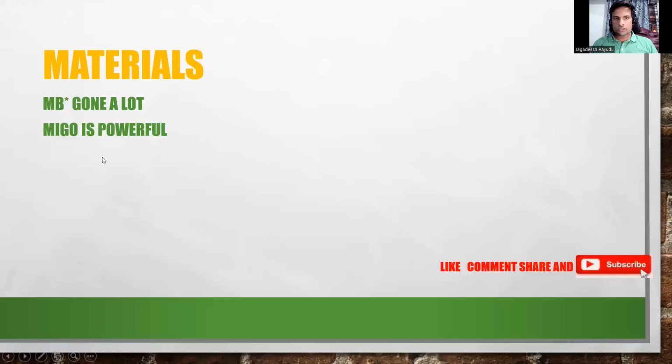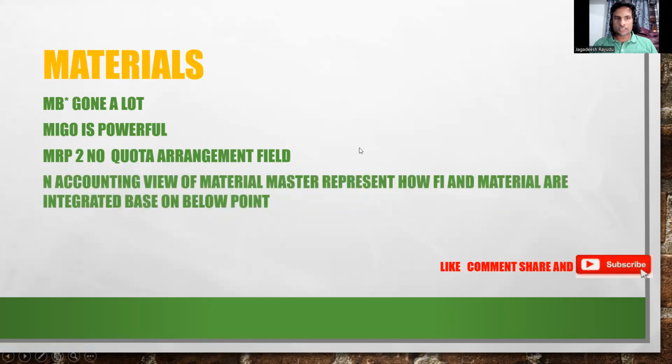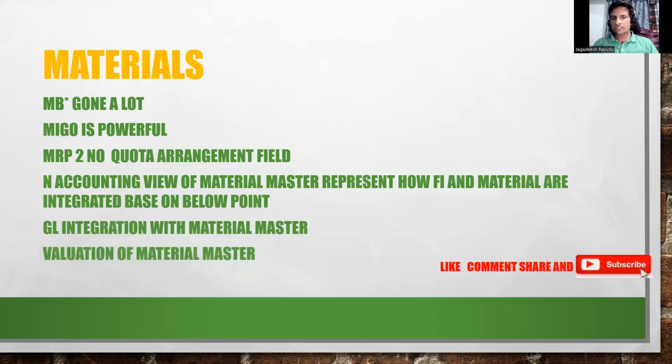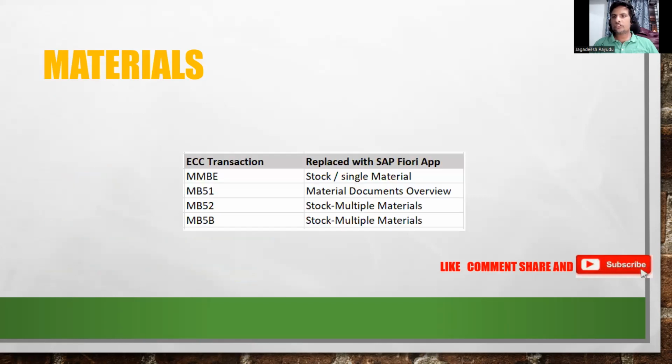Okay. So now MIGO is so powerful. Stock posting, you can see. So quota arrangement field, one field actually it is there. Okay. That is not there. And account material master representation. Okay. That's it. GL integration will be there, your material master, and evaluation of the material master will be there. Now you see this material master level. Okay. These are the transactions still available.